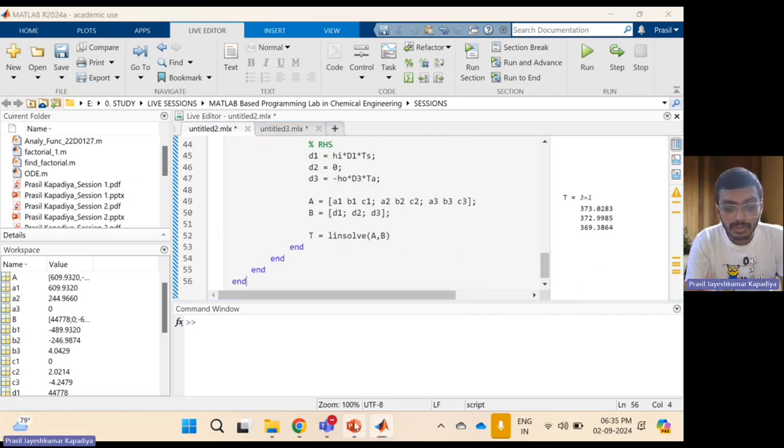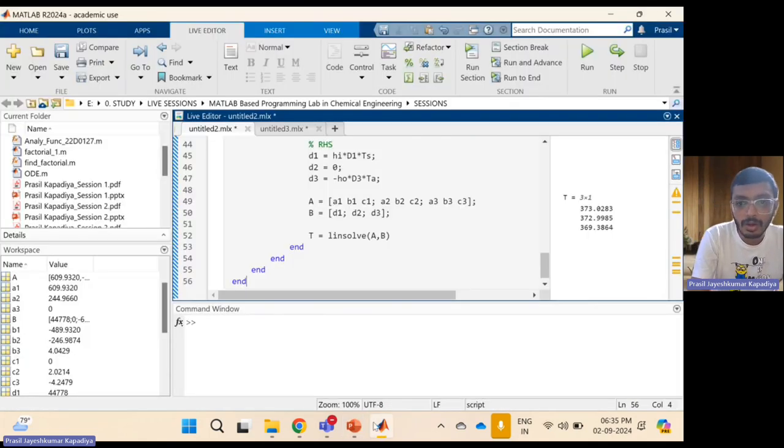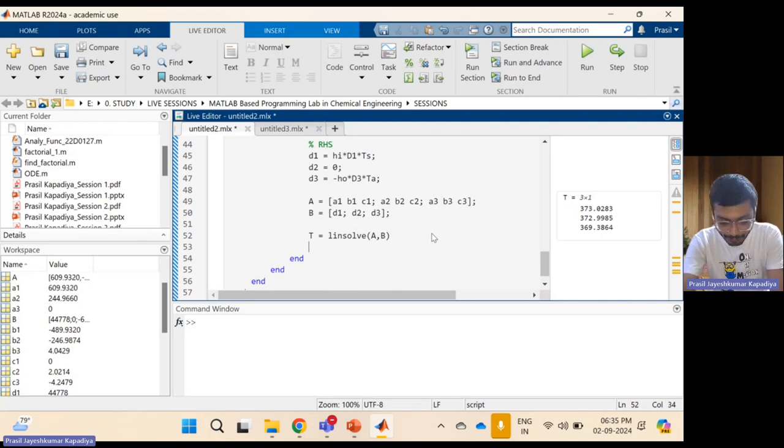Let's try to understand what is told to us. Can you come up with the values of the above temperatures which will minimize the outer insulation temperature? From these it is also visible that T3 is minimum of all these three. So what we'll do? Let's first differentiate this.